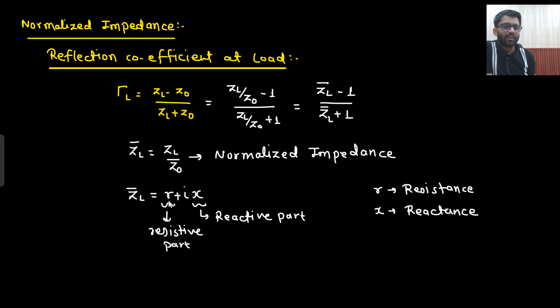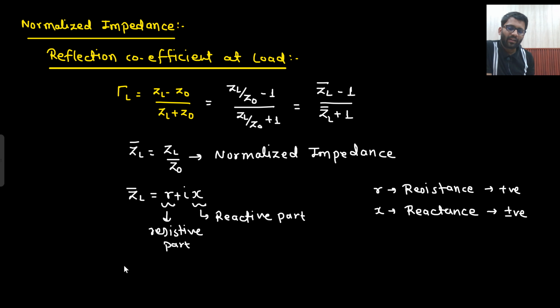And how can I write it down? R plus JX, where R is the resistive part and X is the reactive part. X could be negative, positive, anything, and resistance will always be positive. If a capacitive load is there, that means X would be negative. If an inductive load is there, that means X would be positive.